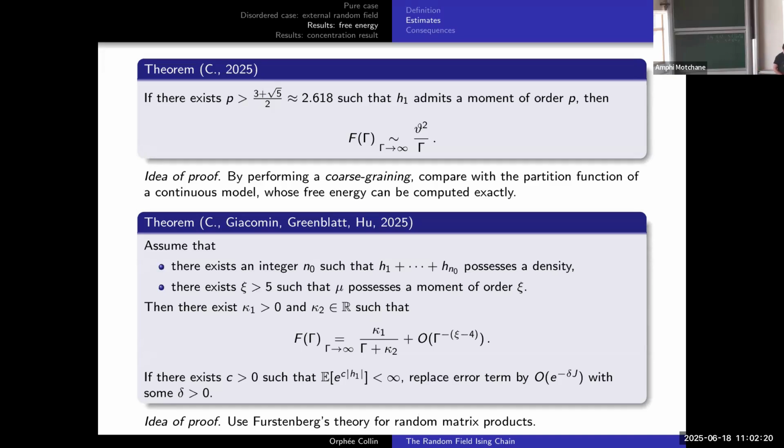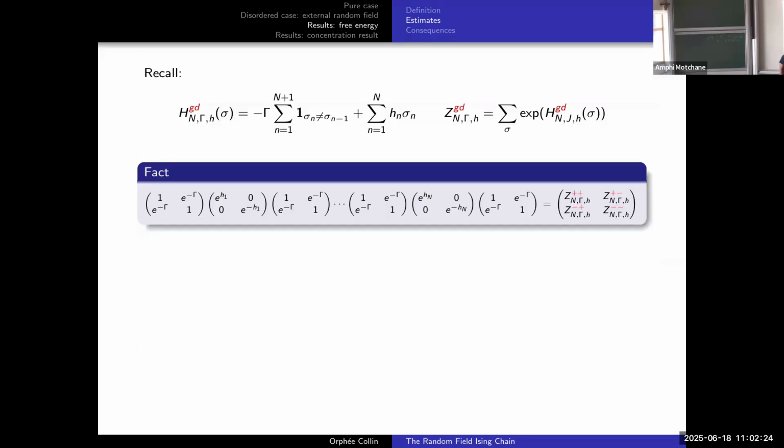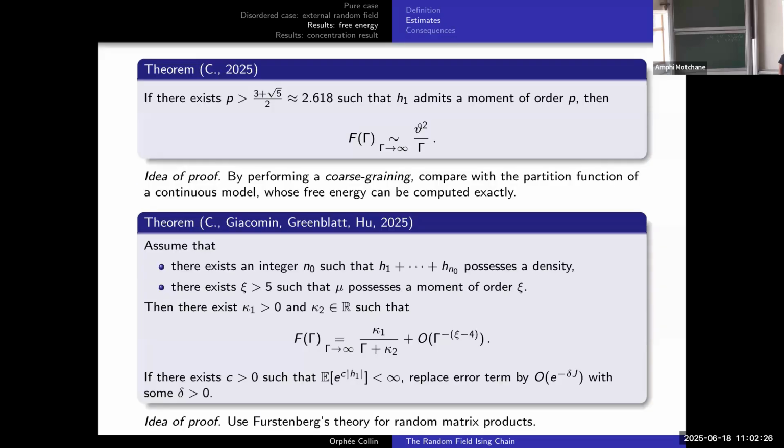Okay, is there any question? In the second theorem, when you have higher moments, then the rate of decay of the error is better. Can you explain about that?